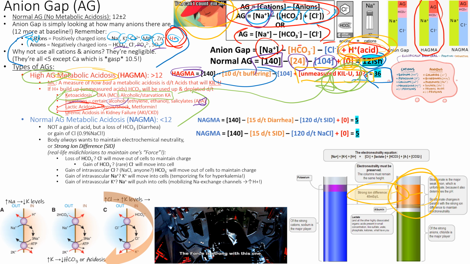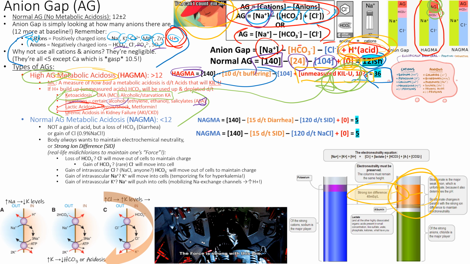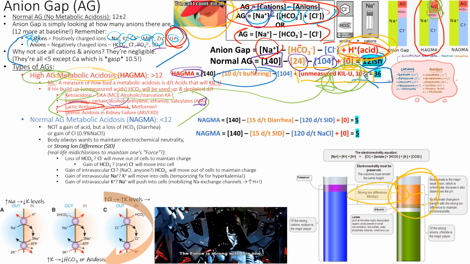Why is it HAGMA? The bicarb is going down because I'm utilizing the bicarb to neutralize all these acids I cannot measure, right? All the acids are in this anion gap, right? They're rising. We don't know what they are. We know it's either toxic alcohols, it could be ketones, it could be lactic acid, and it's our job to get tests to figure out what it is, right?